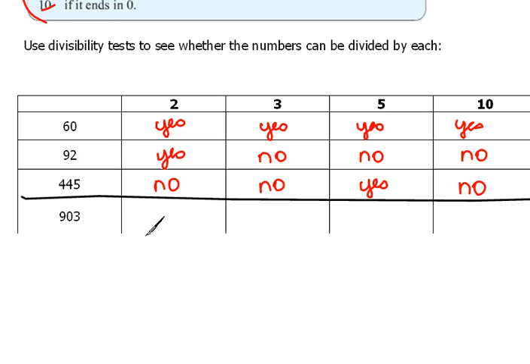All right, the last one here, 903. Is that divisible by 2? No, that's not an even number. Is it divisible by 3? Well, yes, it is, because 9 plus 3 is 12, and 12 is divisible by 3. What about 5? No, it would have to end in a 5 or a 0. What about 10? No, it would have to end in a 0.